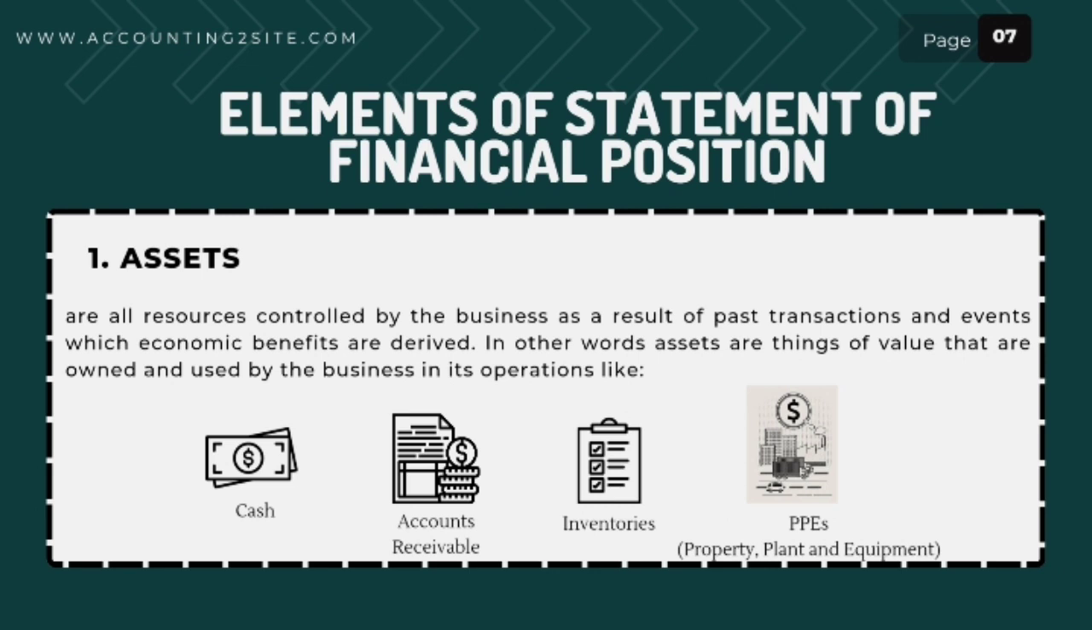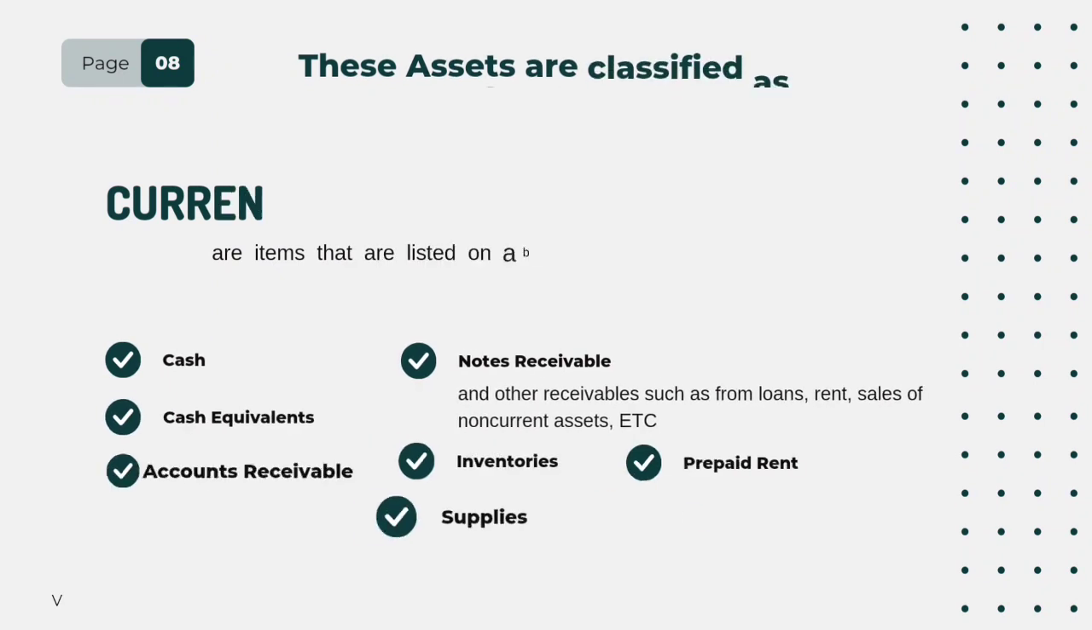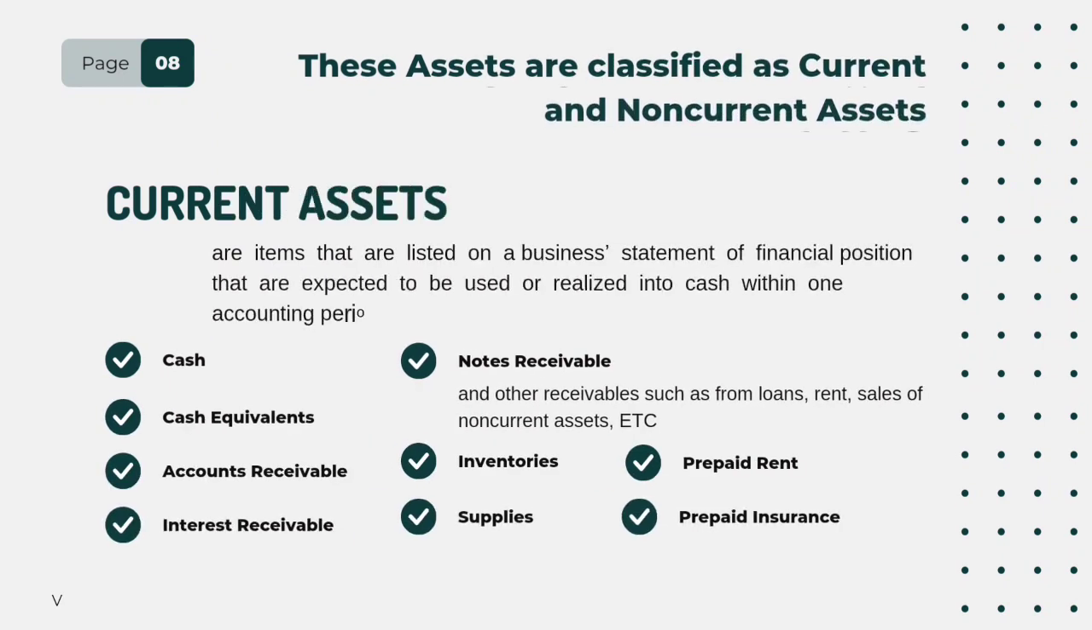So first, the assets. Assets are all resources controlled by the business as a result of past transactions and events from which economic benefits are derived. In other words, assets are the things of value that are owned and used by the business in its operation, like cash, accounts receivable, inventories, PPEs or property, plant, and equipment, land, and so on. These assets are classified as current and non-current assets.